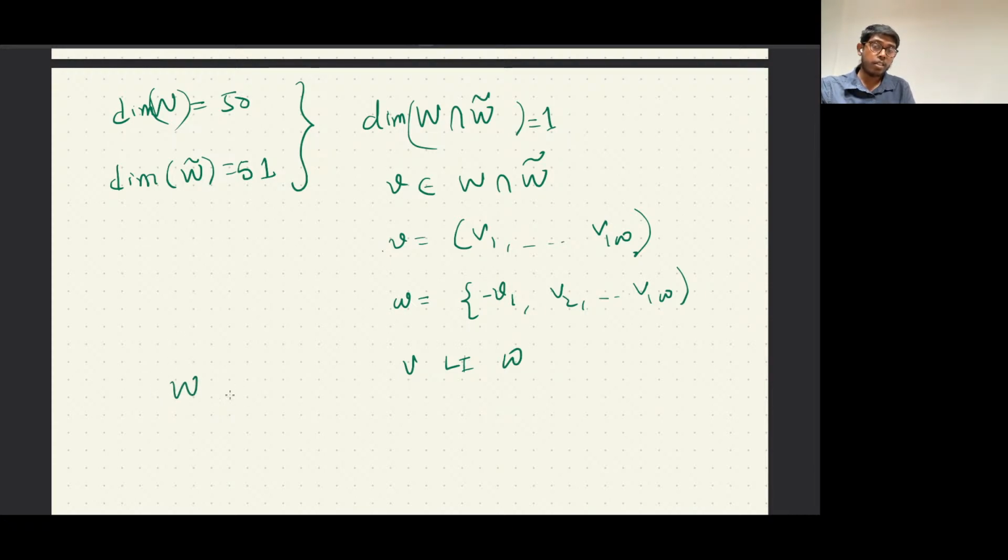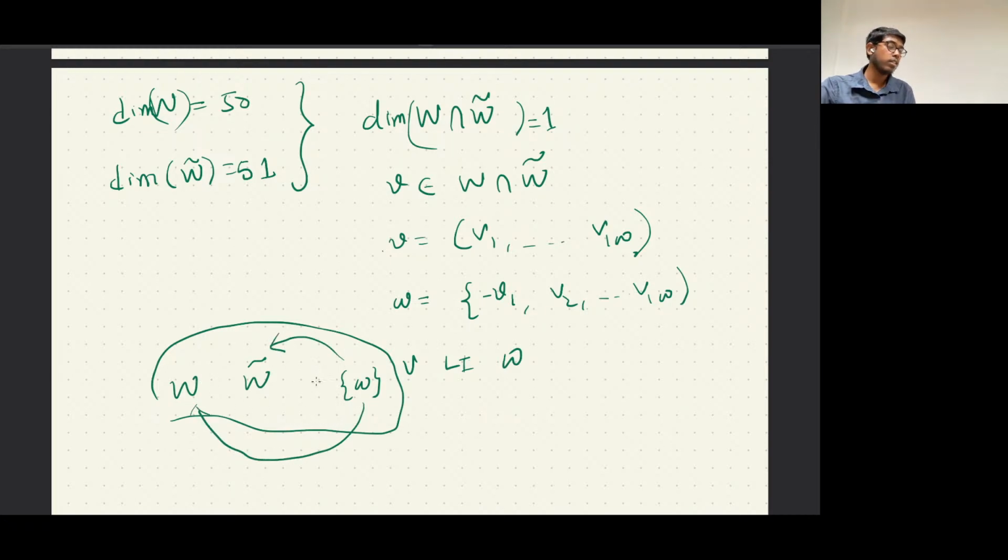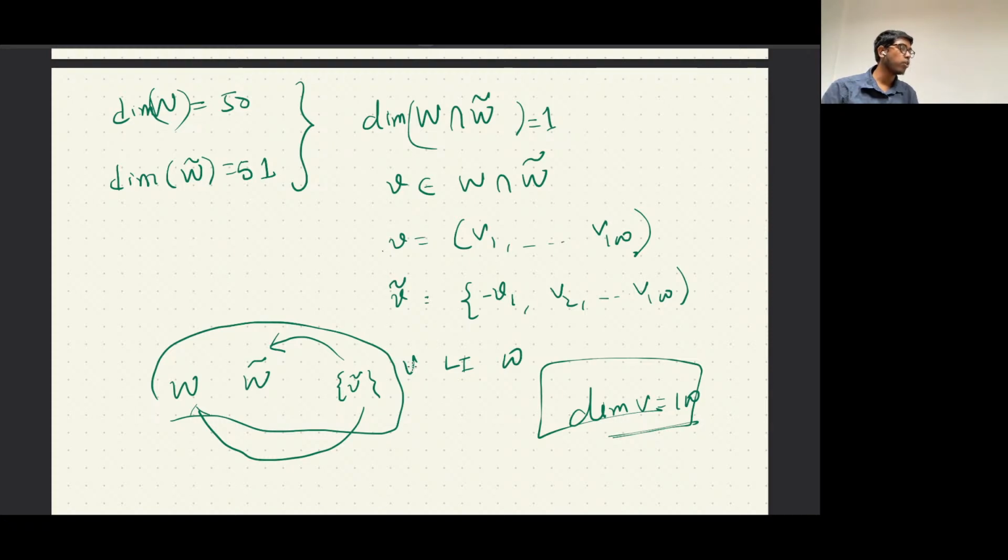So what I will do, I'll just consider W, W tilde, and this singleton W. Since W cannot be in this, combined I am getting one extra vector. And that will contradict that the dimension of V is 100. Is it clear, everyone? So I found some V tilde which, combined with W and W tilde, gives a dimension of more than 100. And that's a contradiction because the dimension of the vector space is 100.